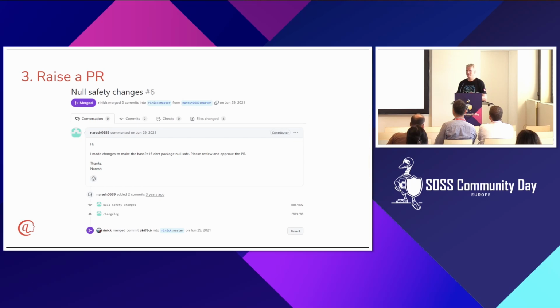So you've raised an issue, nothing's happened. Time to get to step 3, which is raise a PR. And again, we can see this one got merged. So this again had a happy ending.